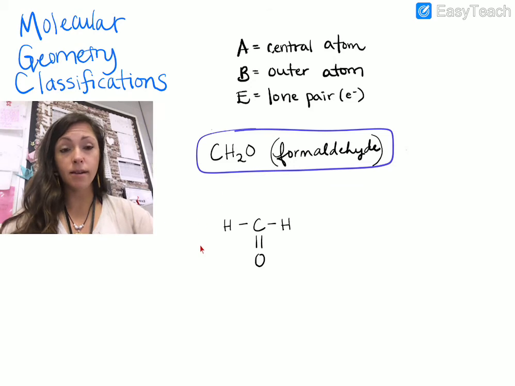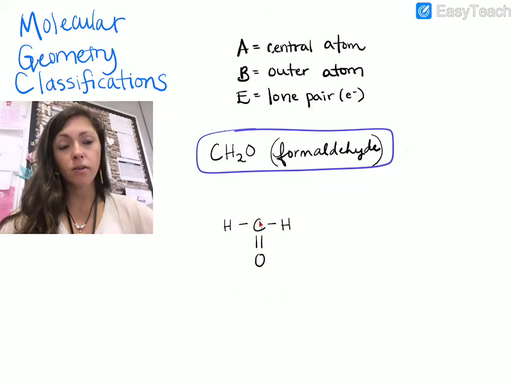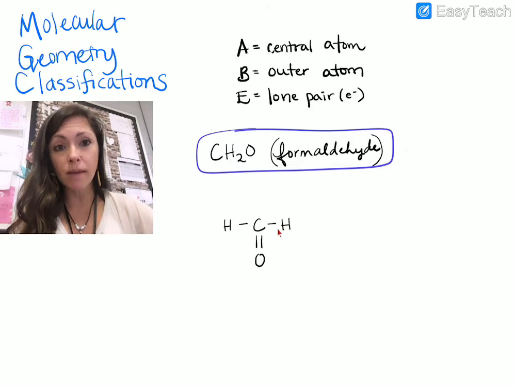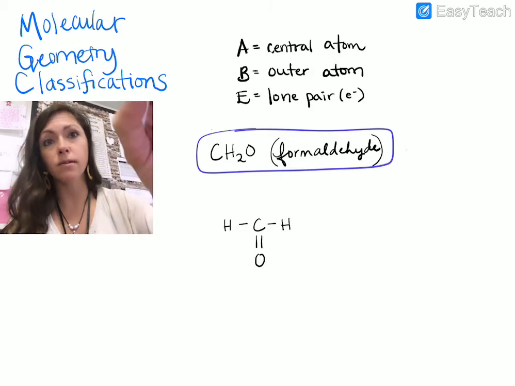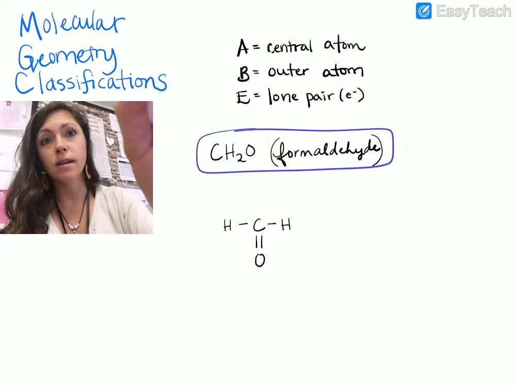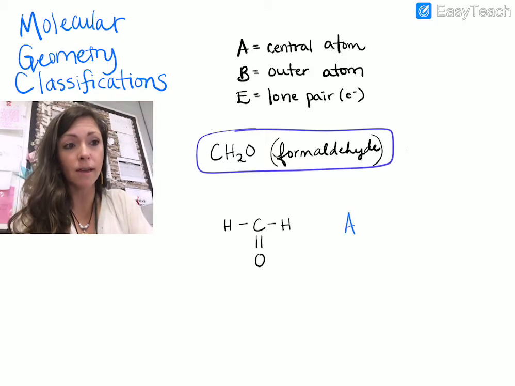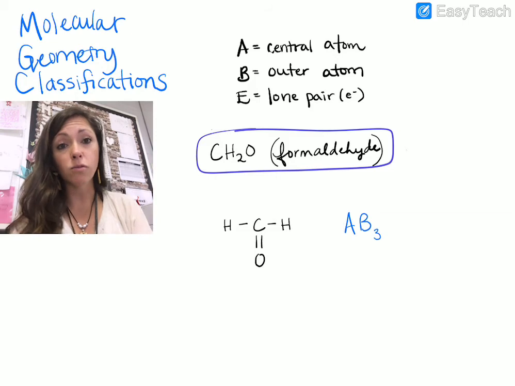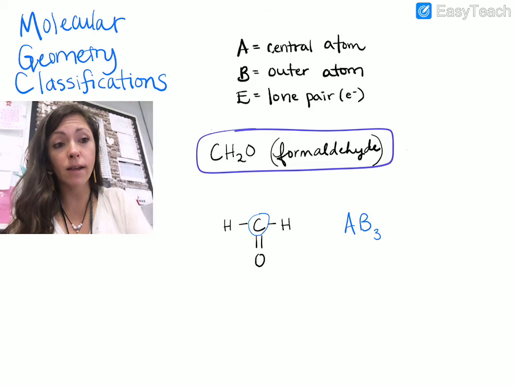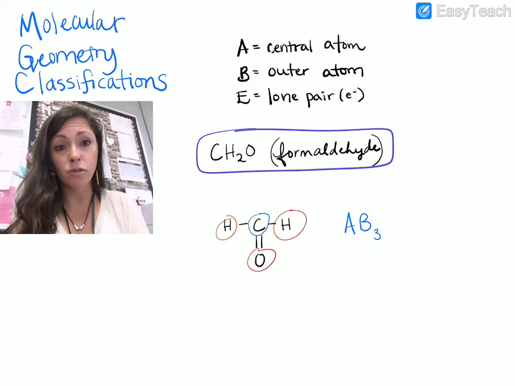And here is the next classification. Again, we're focusing on that central atom. This is carbon, and you can see it has 2, 4, 6, 8 electrons in the shared regions that make it stable, 8 valence electrons. So you've got a central atom, and then you've got 1, 2, 3 outer atoms, no lone pairs. So if you're catching on to this, that means its geometric classification is going to be AB3. That's one central atom, here's your A, and then you've got 3 outer atoms. Those are your B's, okay?